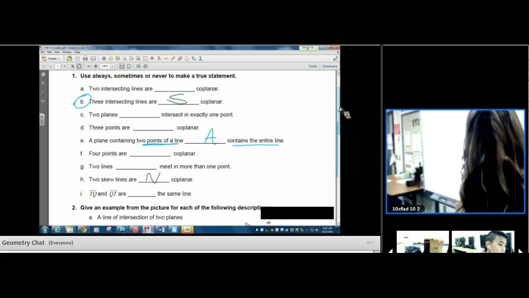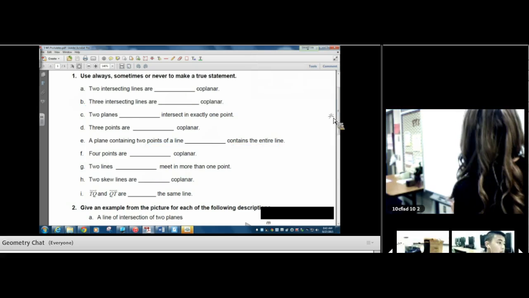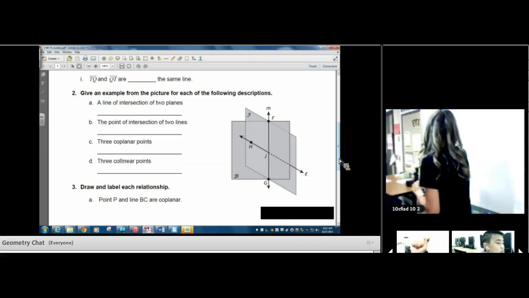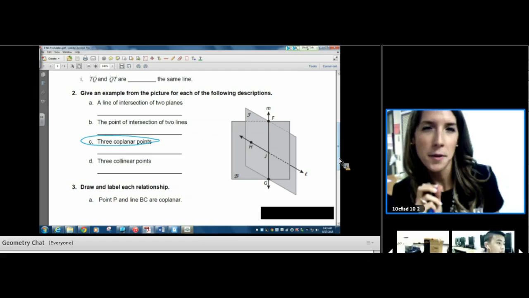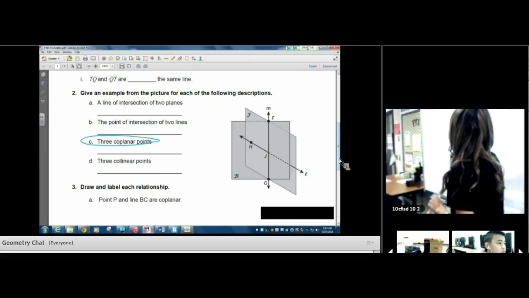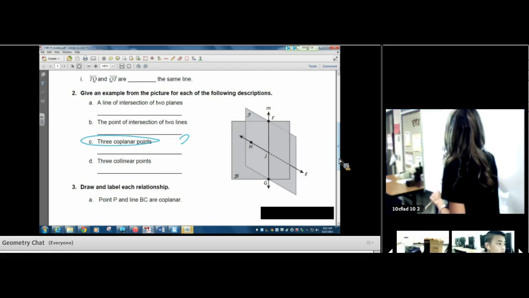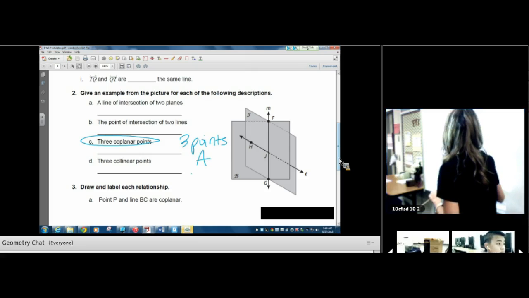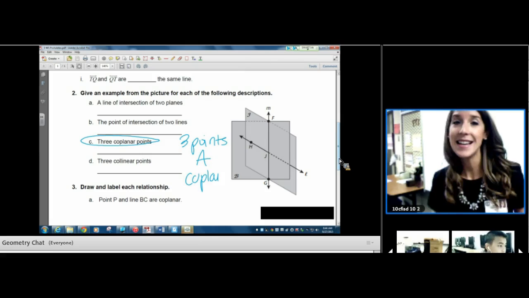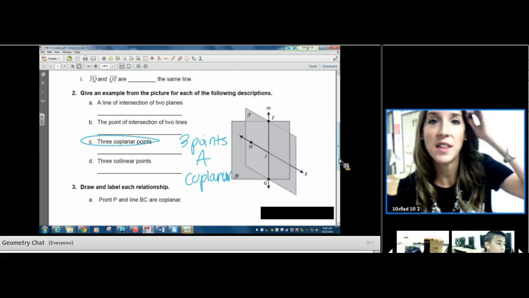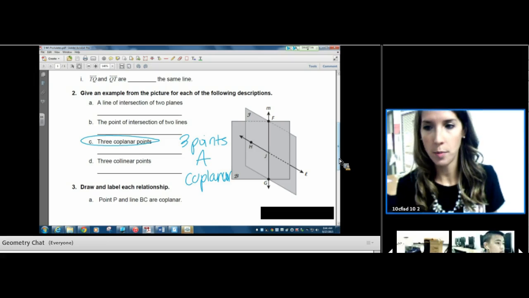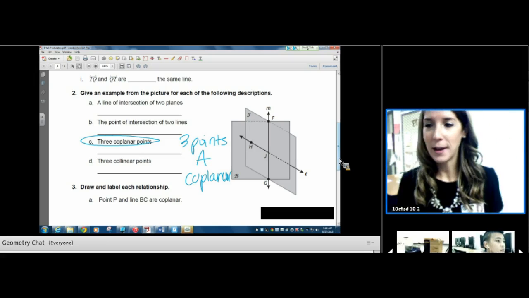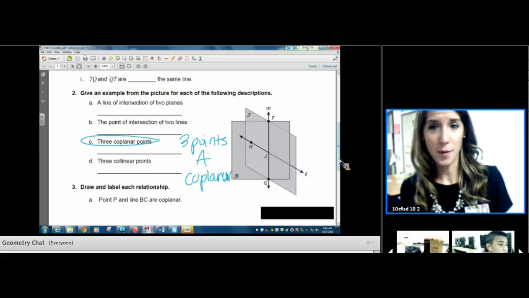Okay, last one, 2C. Give an example of 3 coplanar points. I want to remind you of something very important. 3 points are always coplanar. I can connect any 3 points in the universe with a flat surface. Any 3 points in the universe are coplanar. So name 3 coplanar points. You could have picked any 3 points from the picture.